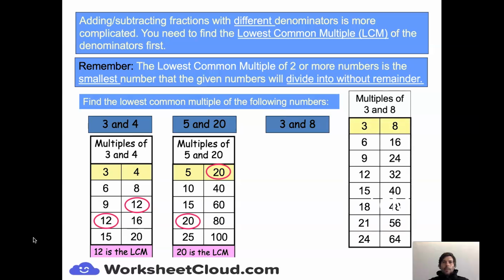And then for my final one, for the multiples of 3 and 8, I write down the times tables of 3 and 8. And I look for the lowest number that occurs in both sets, and that is the number 24. Okay, so that's just a quick recap of the lowest common multiples.